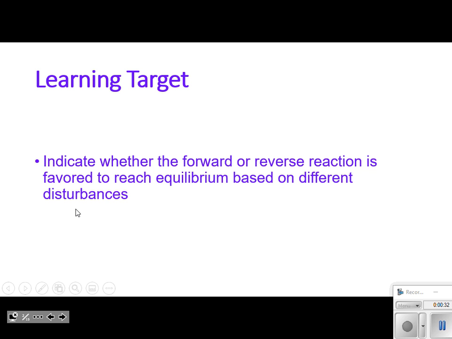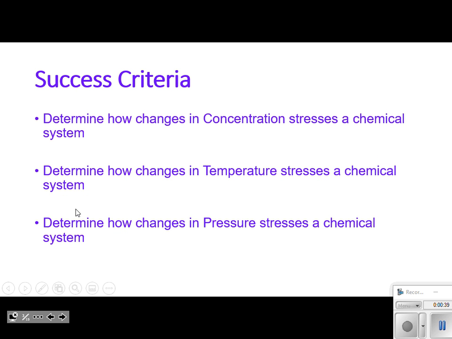Okay, and we're going to see that LeChatelier called that stresses. He's going to put some stresses in there. So how are we going to do this? What's our success criteria? To determine how changes in concentration stresses a chemical system, how changes in temperature stresses a chemical system, and how changes in pressure stresses a chemical system. Okay? So we're going to look at three different things and how they affect the chemical system: the pressure, the temperature, and the concentration.